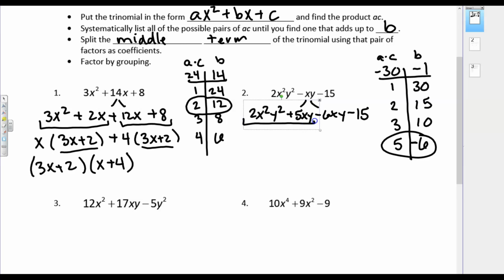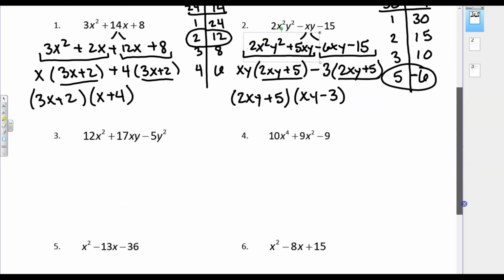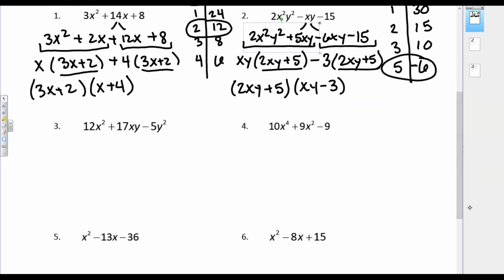So now I'm going to group the first two. I'm going to group the last two. Here, my GCF would be x times y. And I'm left with 2xy plus 5. My last two terms, my GCF is a minus 3. And I'm again left with 2xy plus 5. So if you notice now, these match, which is what I want. They're going to come to the front. 2xy plus 5 times xy minus 3. And we're fully factored.